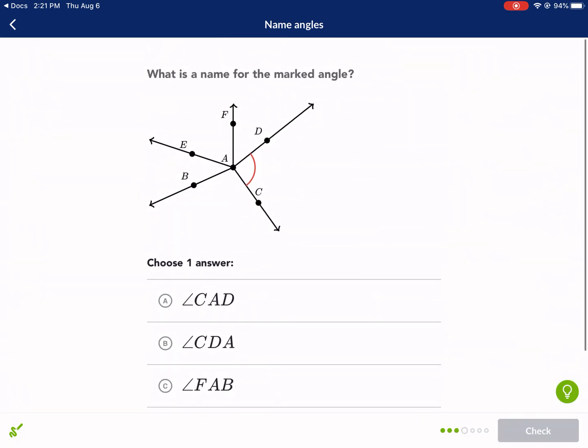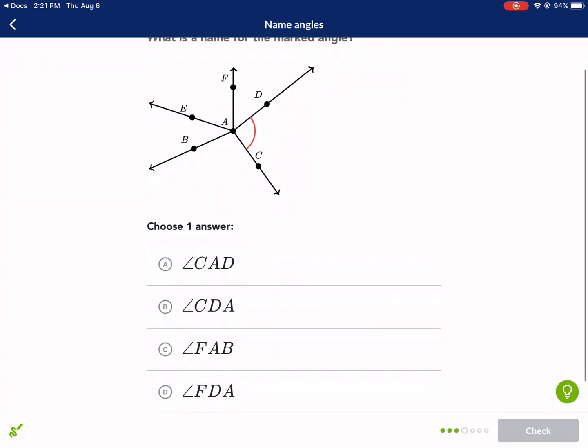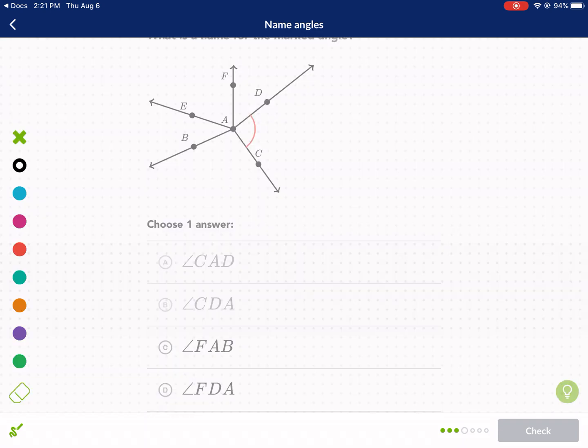Next question. What is a name for the marked angle? First, we want to recognize that the vertex is A. That means A needs to be in the middle. We can't just call it letter A because it's ambiguous. We have all these other angles here that potentially could have A as a vertex. So we're going to identify the two rays that it's situated on with D and C.